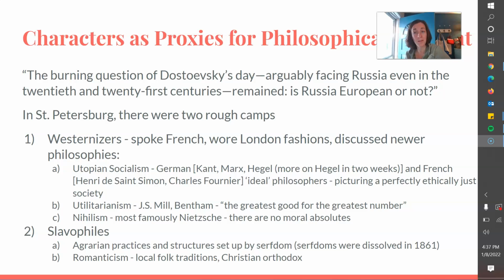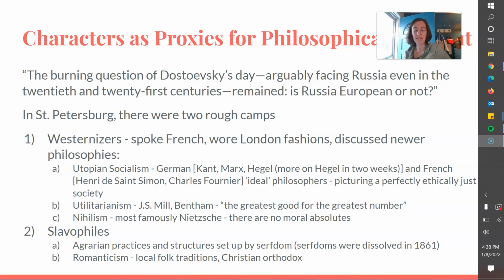St. Petersburg, uniquely then, is at the fulcrum of that question because it's far west in Russia. It's right on the Baltic Sea, and right across the sea is Europe. So how much does Russia want to be Western, and how much does it want to be Slavic or Eastern? Let's say that, again, simplified, there are two rough camps in St. Petersburg in the writing of Dostoevsky. There are the Westernizers.